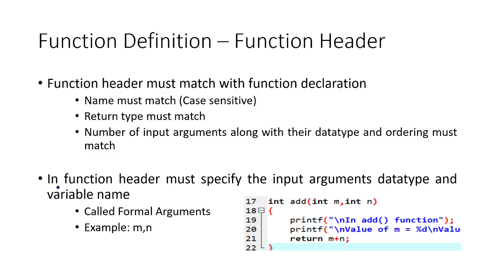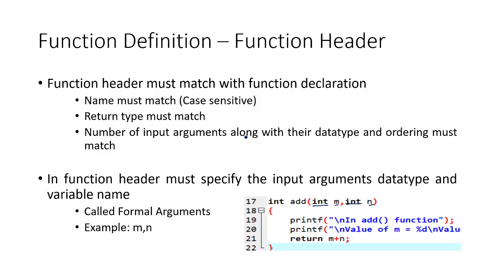The function header must specify the input argument data type and the variable name. So you can see that in the add function, we are mentioning the function input argument data types, which in this case are both int, and the variable names m and n. Now these, m and n, the variables mentioned in the function header, are called the formal arguments. So in this example, m and n are the formal arguments.